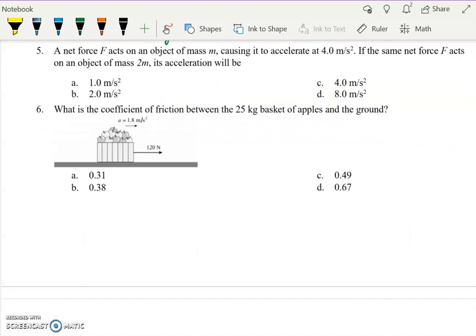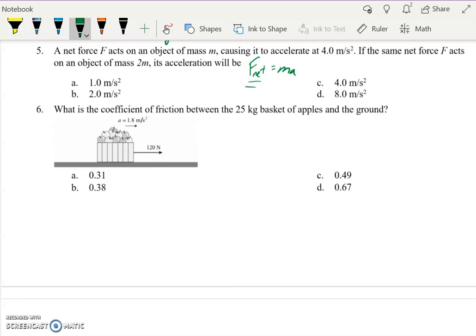Number 5, a net force F acts on an object of mass m, causing it to accelerate at 4 meters per second squared. If the same force acts on an object with a mass of 2m, its acceleration will be... So if you look at net force equals ma, we're essentially keeping the net force the same. And we're saying with mass m, you get an acceleration of 4.